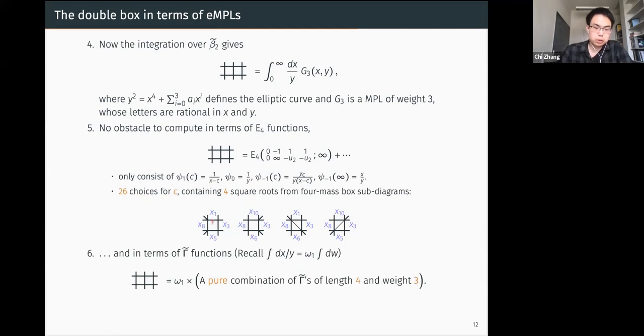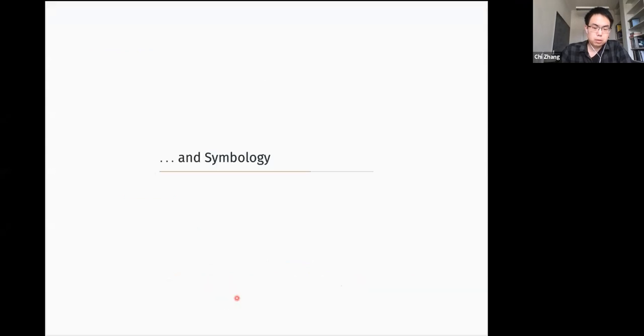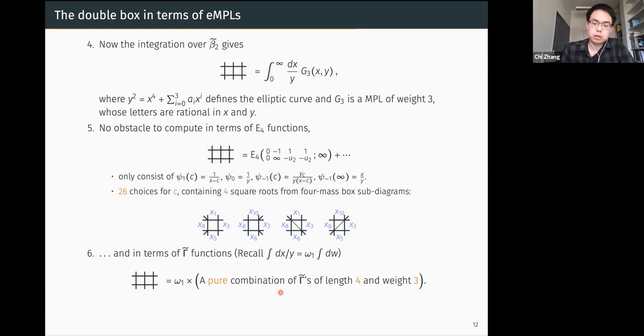Converting the EFA function result into the gamma theta function is straightforward. Just recall that the last integration kernel dx over y is simply dw on the torus multiplied with the torus period omega 1. So after normalizing by the torus period omega 1, the elliptic double box is a pure elliptic polylog of length 4 and width 3.